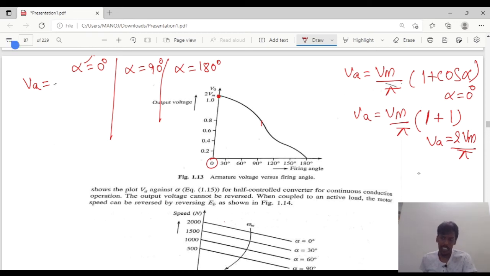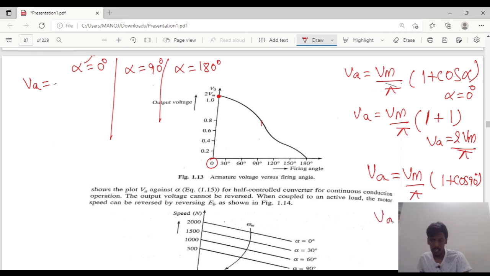And next we will calculate for alpha value 90 degrees. So VA equal to Vm by pi (1 plus cos 90 degrees). Cos 90 value will be 0, no? So VA equal to Vm by pi into 1. So it will be Vm by pi only. So at 90 degrees the value will be Vm by pi.